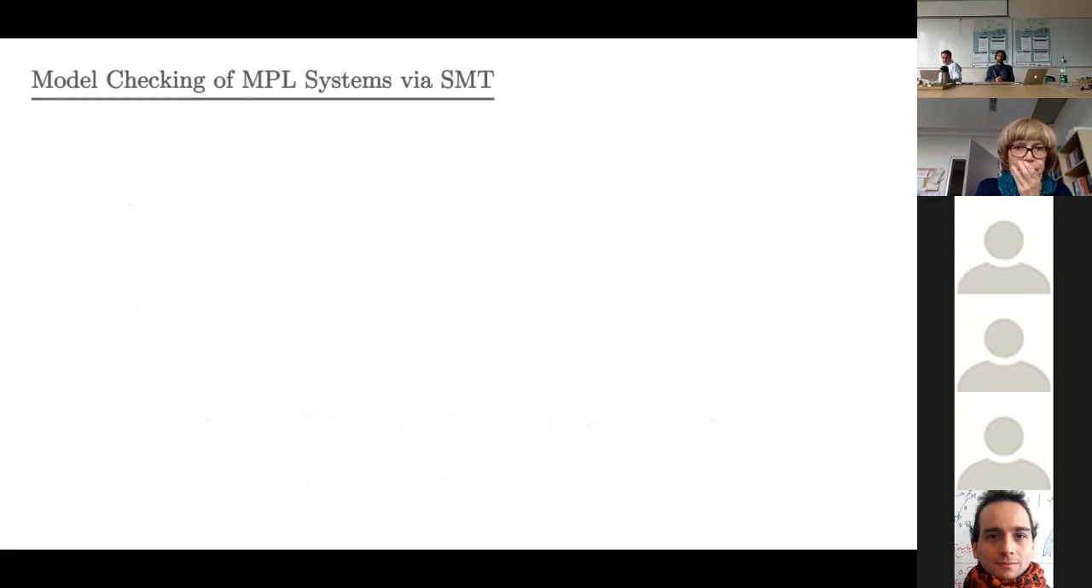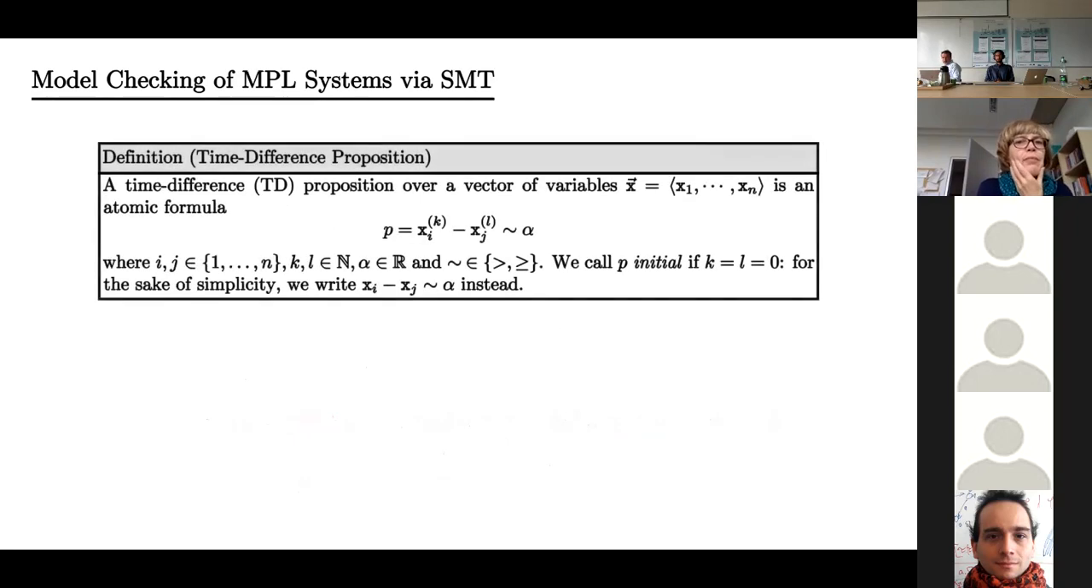We now discuss the model checking of MPL systems via SMT. Considering that the dynamics of an MPL system represent the timestamps of discrete events, it is natural to define delay or time difference as the atomic propositions. In our paper, the time difference, or TD, proposition is defined as follows. For this TD proposition P, we call P initial if K and L equal 0.